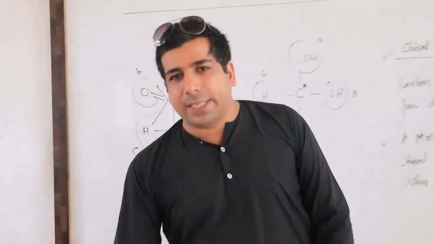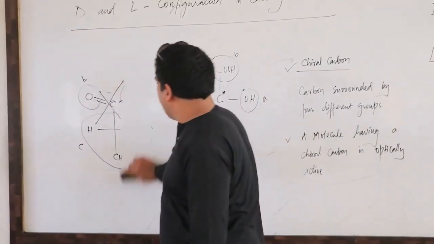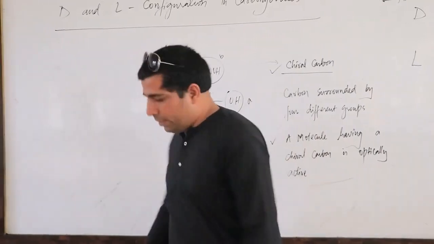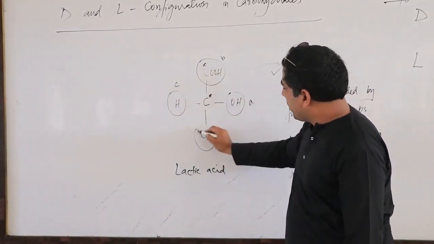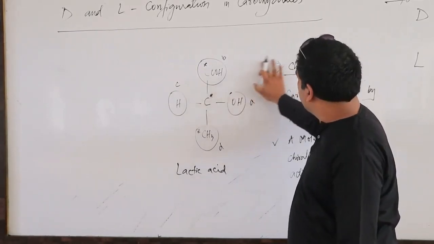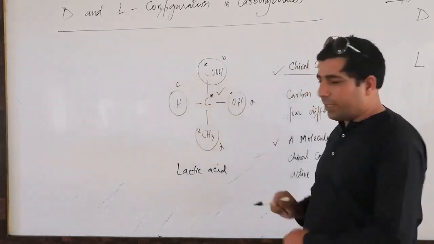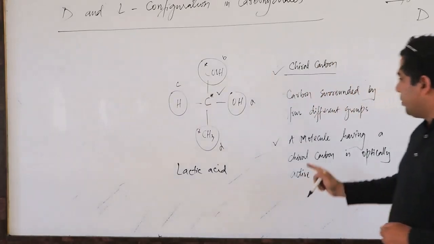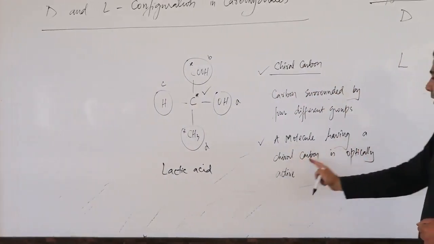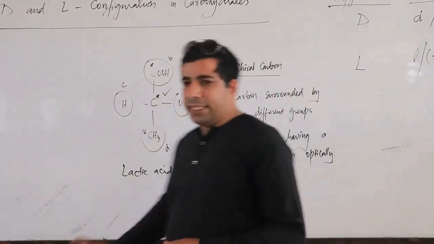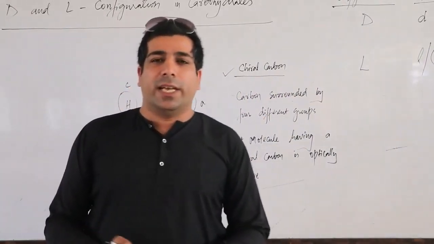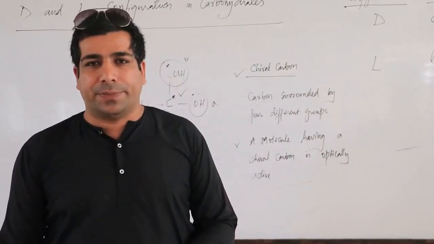So how many chiral centers are there? Can you tell me in this molecule lactic acid? This is not a chiral carbon. This is not a chiral carbon, but this is a chiral carbon with us. This one is a chiral carbon. And I told you a molecule having a chiral carbon is optically active. So that means lactic acid will be optically active in nature.